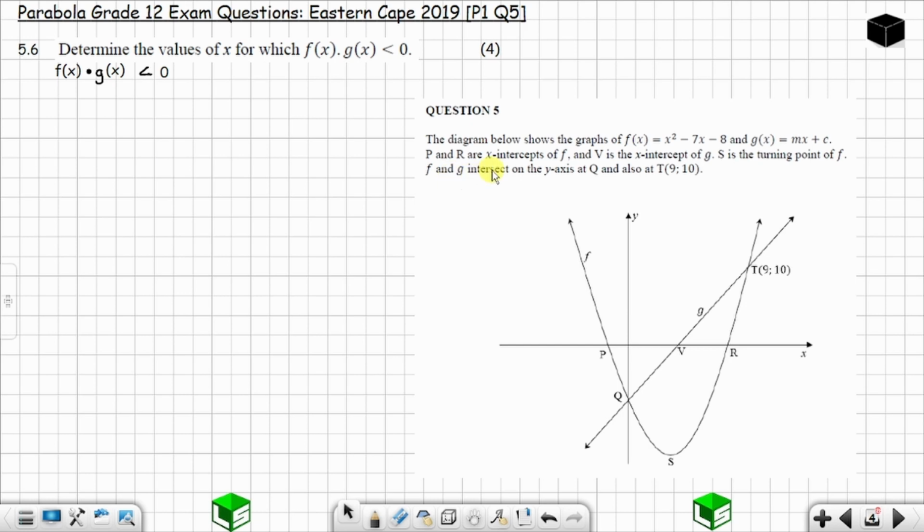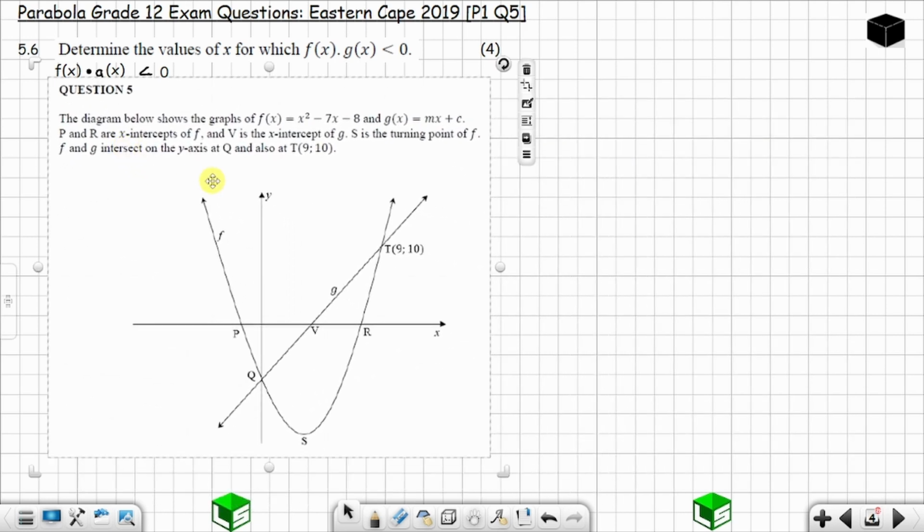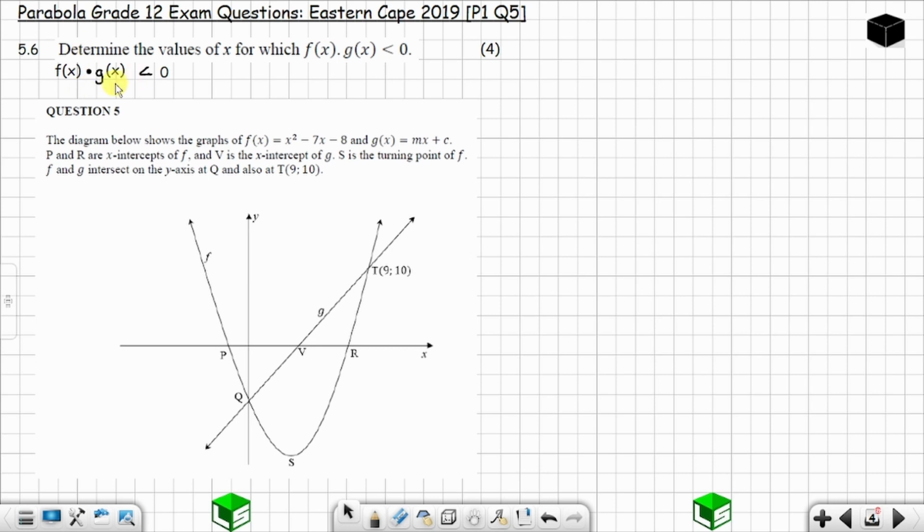So how can you answer this question? Let me show you the right way, if you want to answer this question easily so that you don't make a mistake. I'm going to use this space just for explanation purposes. You are requested to get the x values for which f of x times g of x is less than 0. Less than 0 means negative.